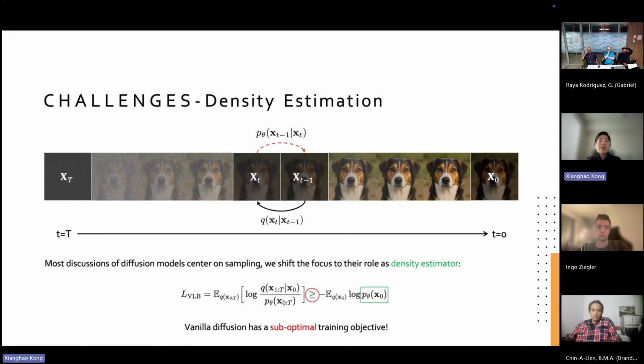Previously we used this variational lower bound, and we call it vanilla diffusion. This is a suboptimal training objective, right? Because it's not exactly equal, it's a greater-or-equal bound. So it's not an optimal training objective.